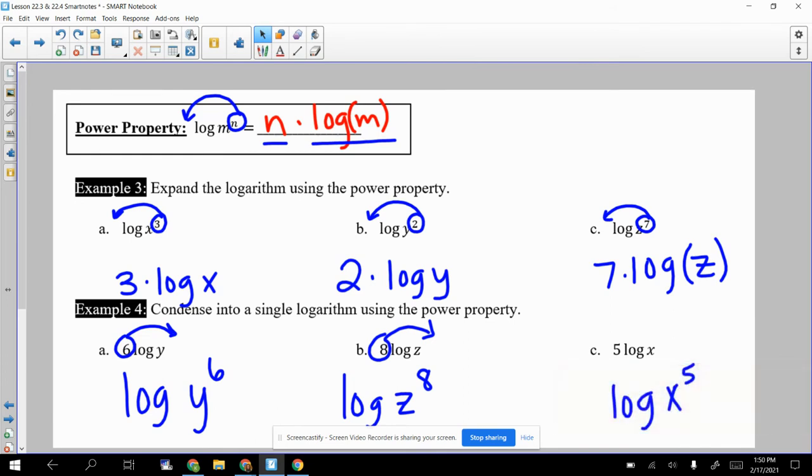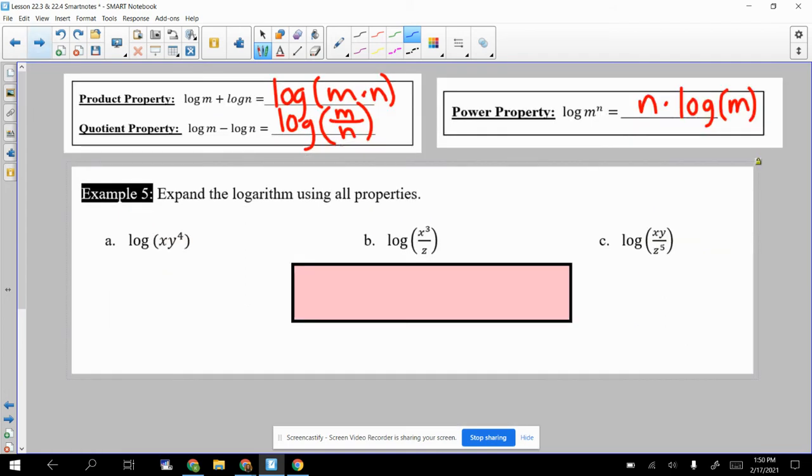And you should get log of x to the 5th. So moving that number out front to be the exponent or the power. Okay, so that is your third property. So now we're going to kind of put all of this together. We've got our product property, which combines multiplication and addition. We've got our quotient property, which combines division and subtraction. And then we've got our power property that takes your power and moves it out front.